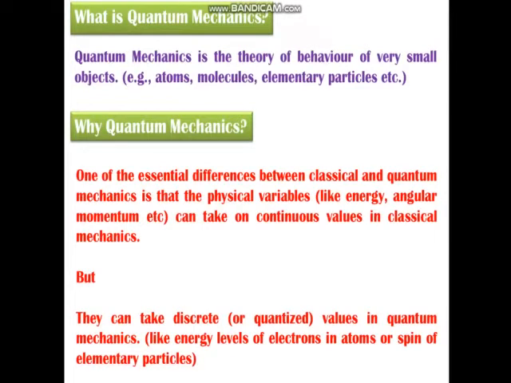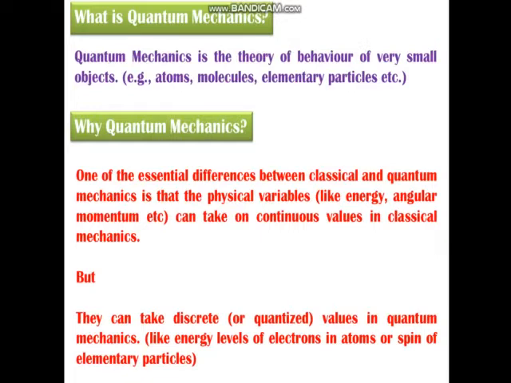Friends, what is quantum mechanics actually? Quantum mechanics is the theory of very small objects like molecules, elementary particles, atoms, etc. Classical physics fails in the case of atoms, molecules, and elementary particles. Hence, quantum mechanics came into the picture.